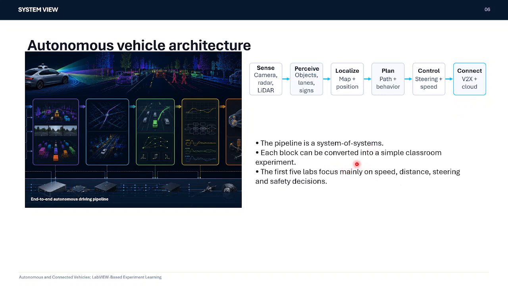Each block can be converted to a simple classroom experiment. Here there are many blocks. Then the first 5 labs: in this lecture series, we will discuss the 5 labs, focusing mainly on speed, distance, steering and safety decision. Normally in the experiments, how to control speed, distance, steering, safety decision. All of this we discuss in this lecture series.